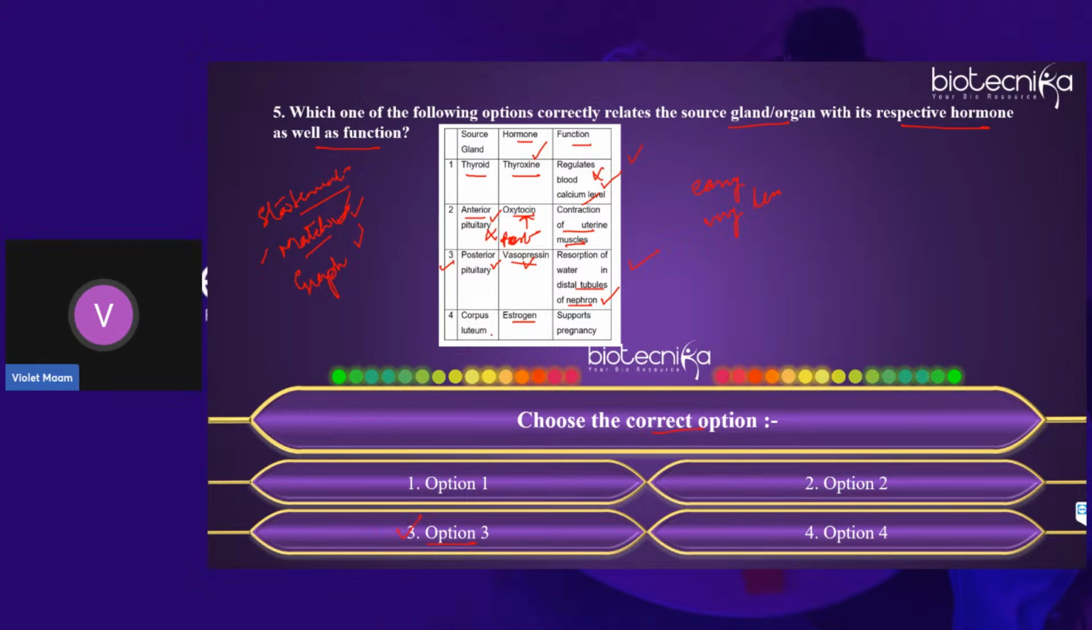is corpus luteum a gland? First, tell me. No, right? It is not a gland. Okay, and here they have written source gland. Okay, and estrogen is not released by corpus luteum, so it is not. Estrogen gland is what? So they have not written the correct gland. Progesterone is the hormone, that is correct.